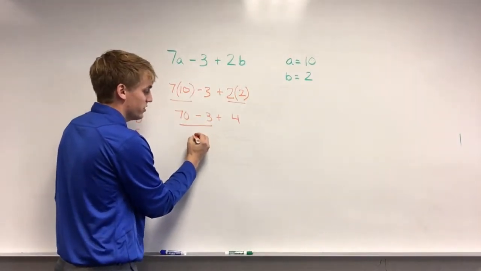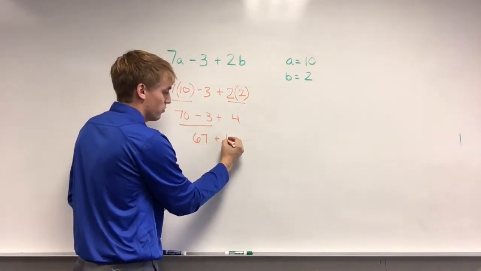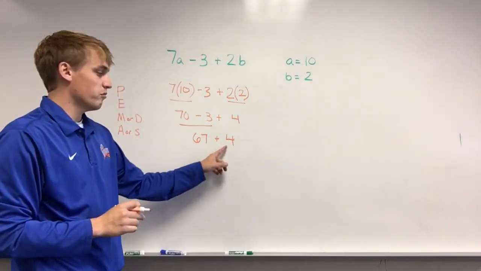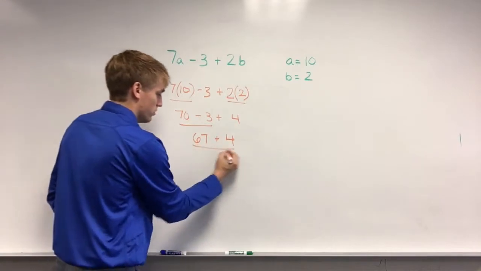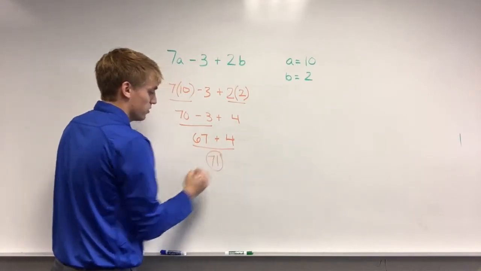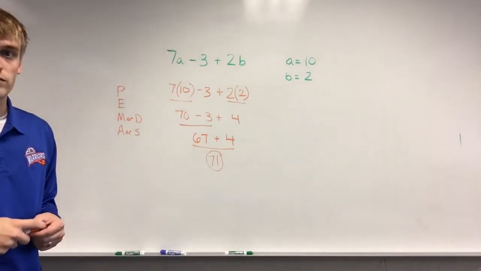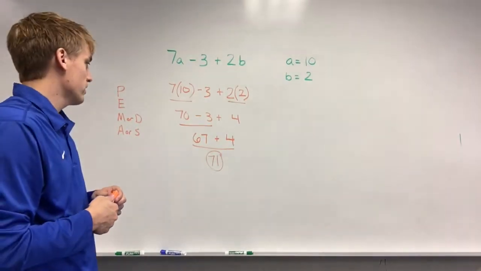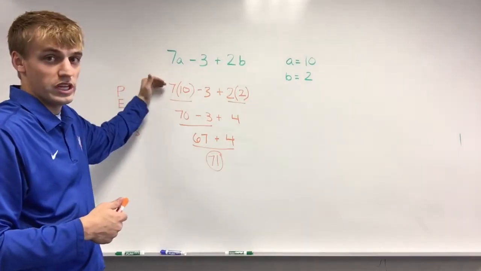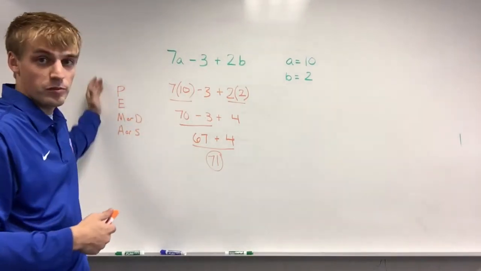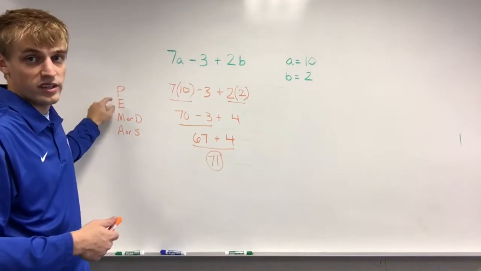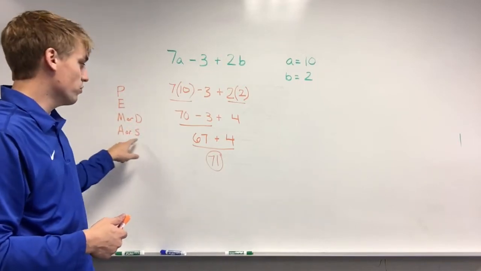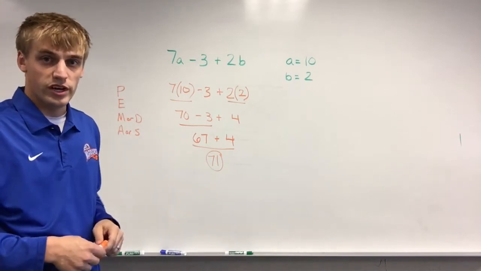So that's what you're going to do. 70 minus 3 is 67, plus 4. 67 plus 4 is 71. So our answer is 71. Make sure that when you do this, you're showing each step, and you're following PEMDAS: parentheses, exponents, multiply or divide, add or subtract, as you read it from left to right, just like you read a book.